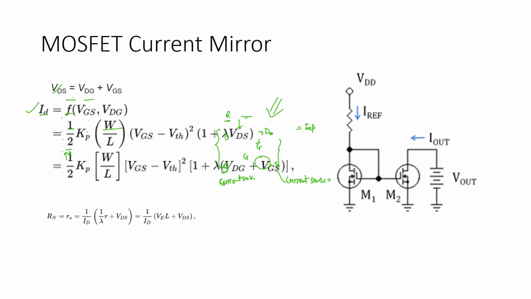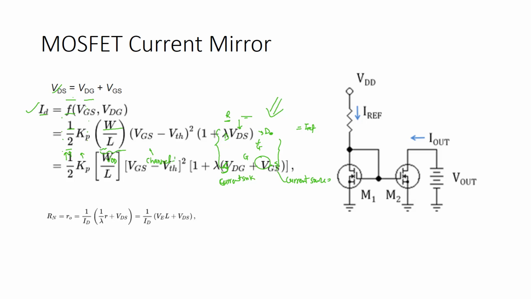Kp is some fitting parameter. W is the width of the transistor. L is the length of the transistor. VGS is the voltage between gate and source. VTH is the threshold voltage of the transistor, and the difference between them is called the overdrive voltage, what we just saw. Then in bracket, lambda is called the channel length modulation.